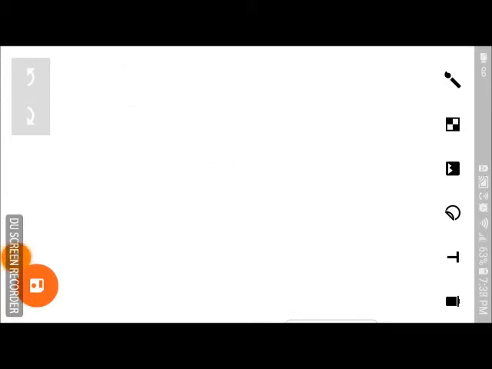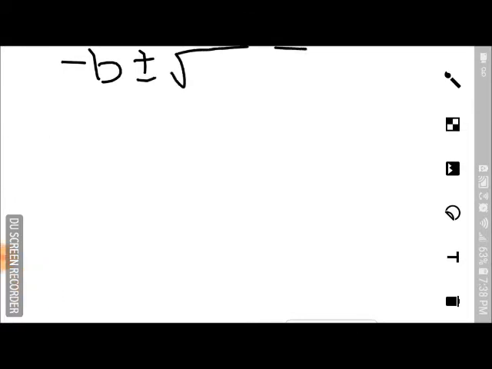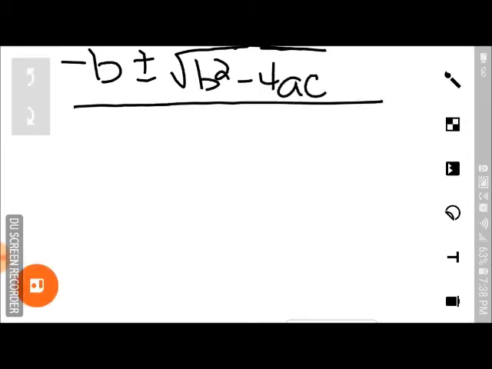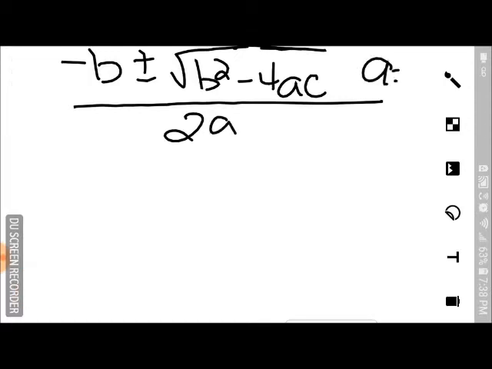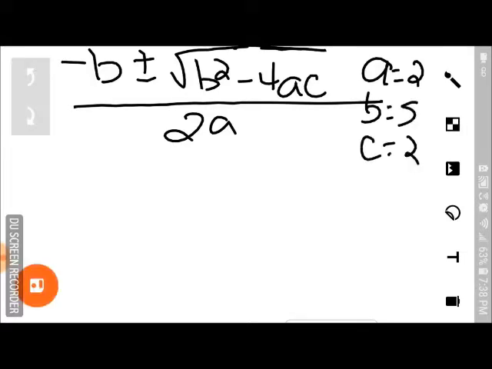So let's go back to our formula. The negative b plus or minus the square root of b squared minus 4ac all over 2a. We now know a is 2, b is 5, and c is 2. So now what we're going to do is everywhere we see a b, we're going to put a 5. Everywhere we see a a, we're going to put a 2. And everywhere we see a c, we're going to put a 2.